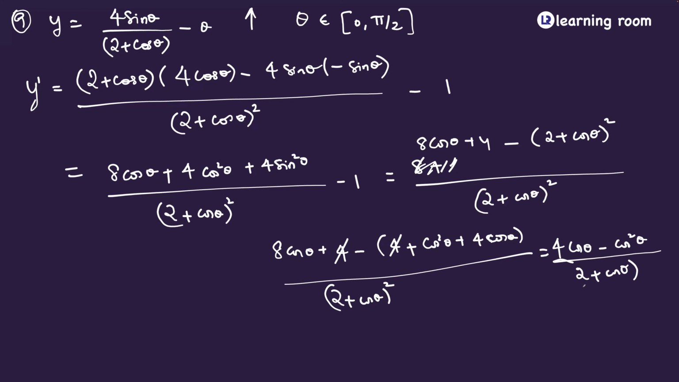I didn't miss anything, let me check. 2 plus cos theta into 4 cos theta, minus 4 sin theta into minus sin theta. So 8 cos theta plus 4 cos square theta, this is okay. Then 8 cos theta plus 4 minus of 2 plus cos theta the whole square, which is 4 plus cos square theta plus 4 cos theta. 4 and 4 are gone. 8 cos theta plus 4 minus is 4 cos theta. Okay, right.